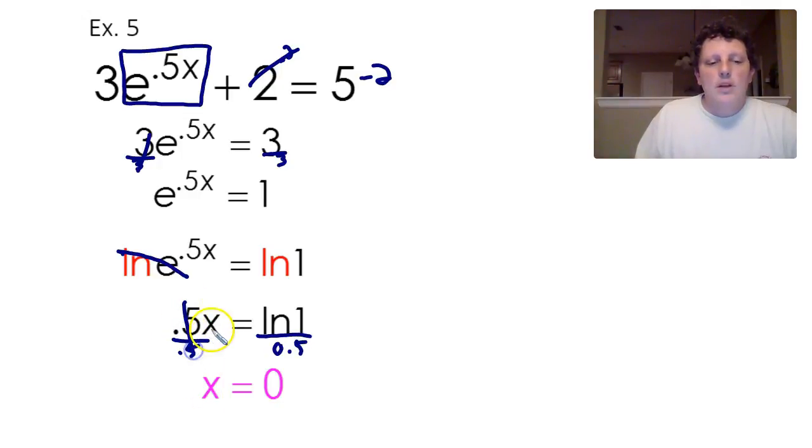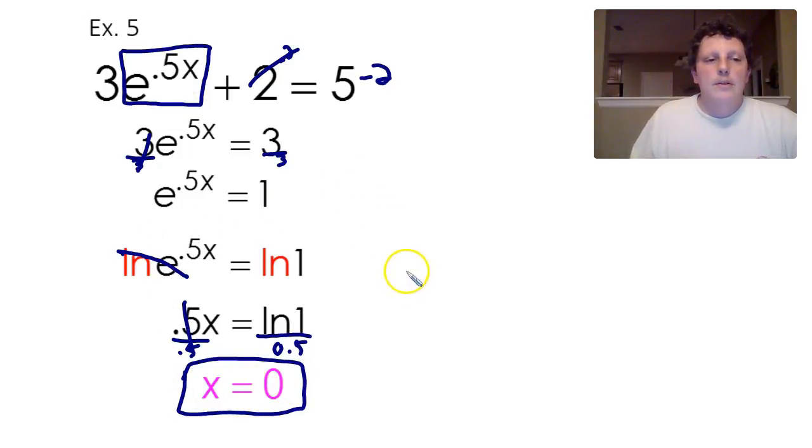So remember, you always have to solve for the variable. You eventually have to get the variable by itself. Our final answer is 0. If you plug 0 back in, it will give you a true statement. 3 times e raised to the 0.5 times 0 plus 2 is 5.